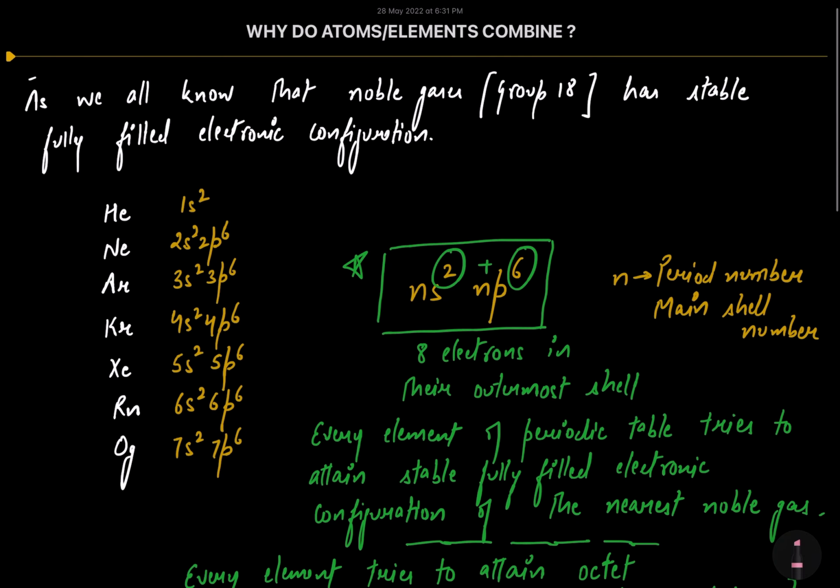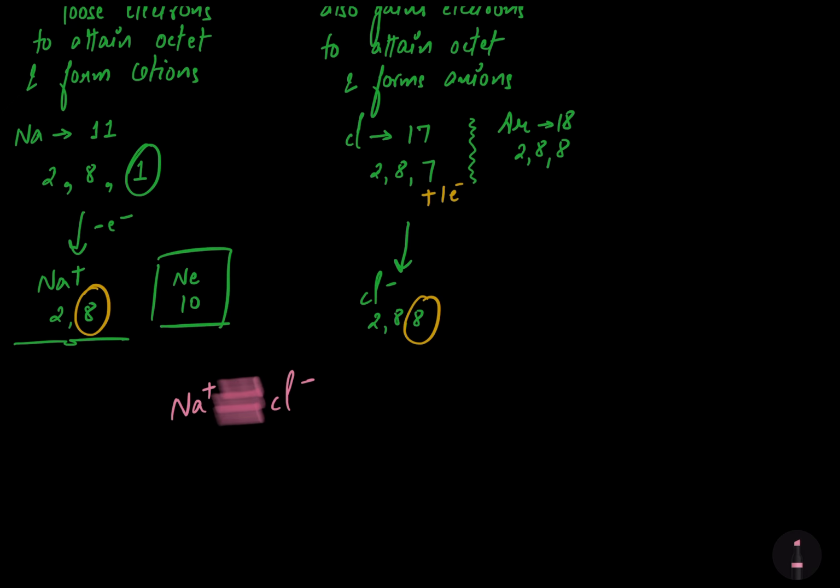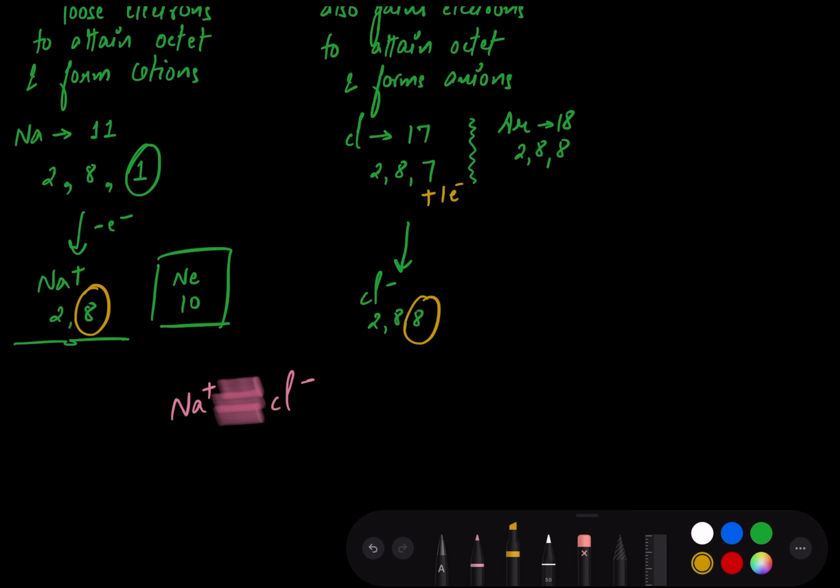So we got the reason why atoms combine. Every atom tries to attain the stable, fully filled electronic configuration of the nearest noble gas, due to which it forms a cation or an anion. There will be electrostatic forces of attraction between the opposite charges, positive and negative, and those electrostatic forces are called a chemical bond. They need to attain the stable, fully filled electronic configuration, either by gaining electrons or by losing electrons.